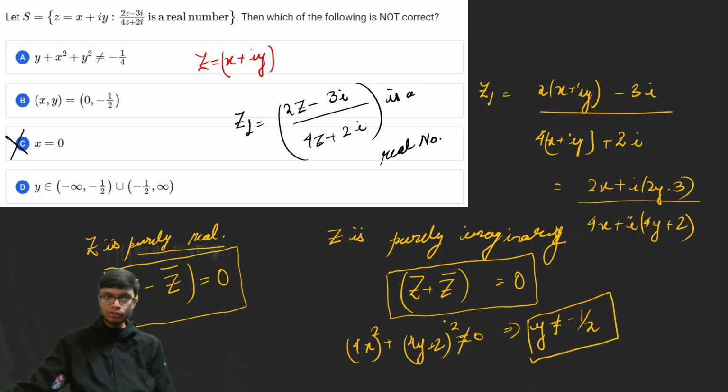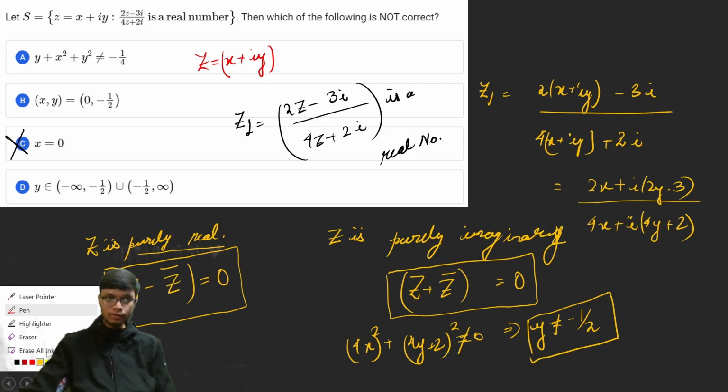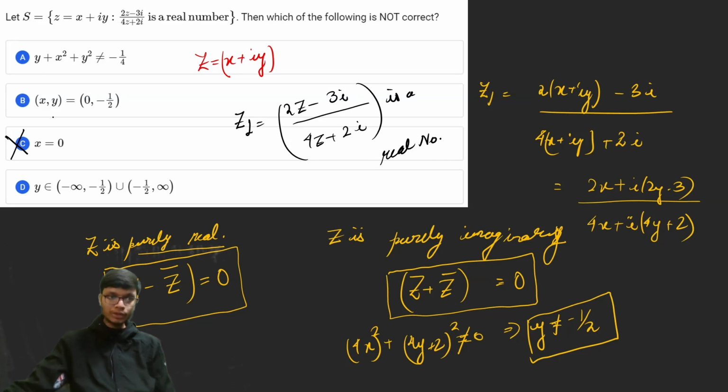And now if you put x is equal to 0 and y cannot be equal to minus half, then y plus y square cannot definitely be equal to minus 1 by 4. That means option number A is also a right answer. So this cannot be the answer to this particular problem, because the question is asking for the not correct option. Many times, instead of asking for the correct answer, it basically asks for the wrong answer.